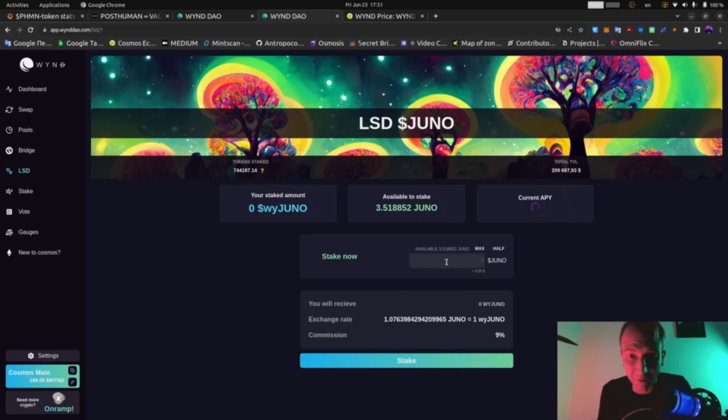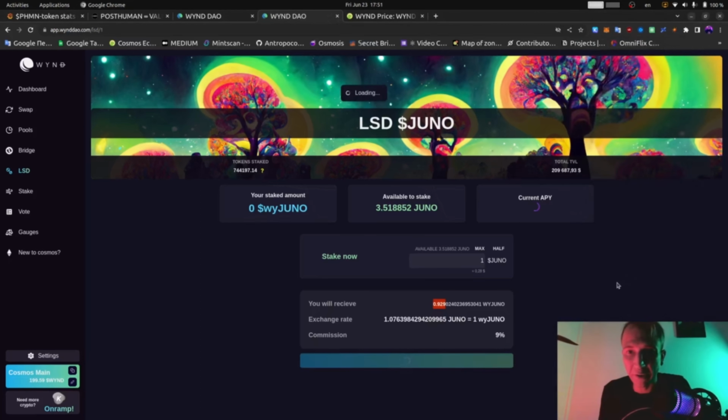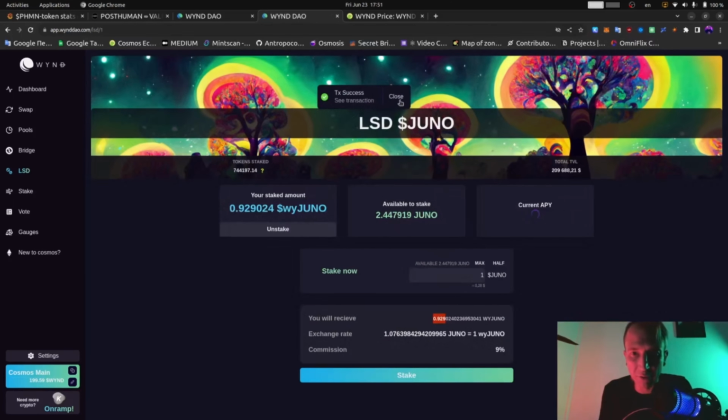Let's look at this beautiful model. For example, we have 3.5 Juno. We say we want to stake 1 Juno. You will receive 0.92 Wynd Juno, and we can see the exchange rate: 1.07 Juno is 1 Wynd Juno. Commission 9%. Stake. We start to participate in the liquid staking. We can see that the total TVL is $200,000. Stake it, a lot of tokens. Close.